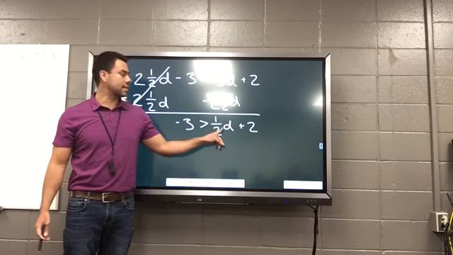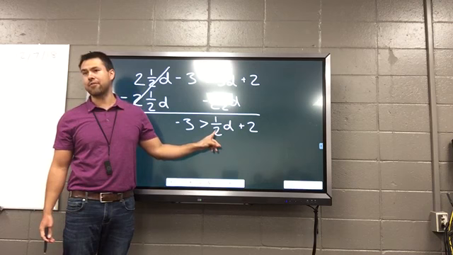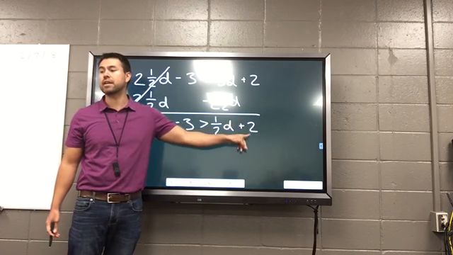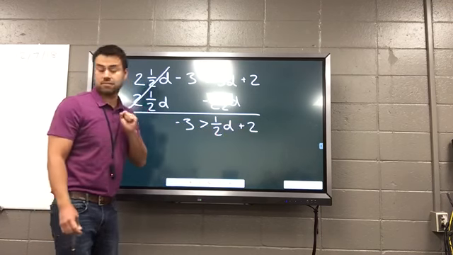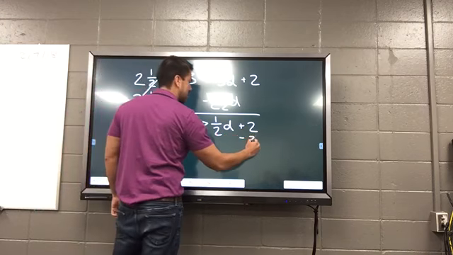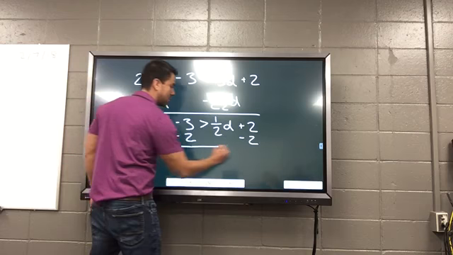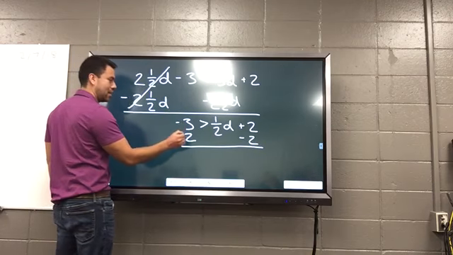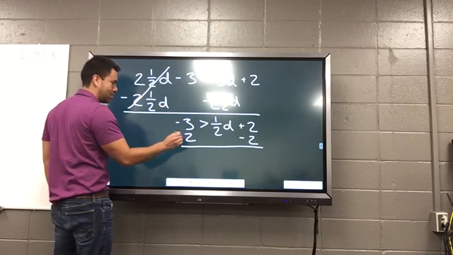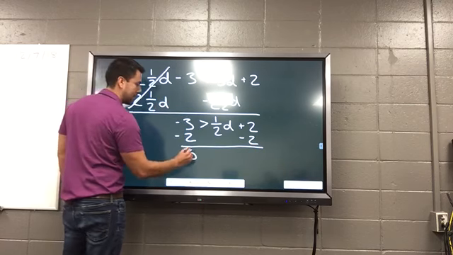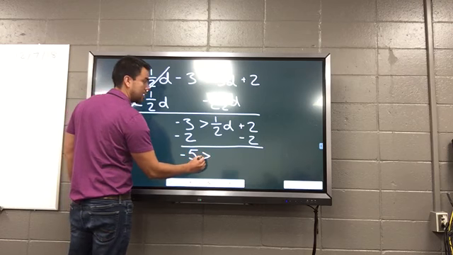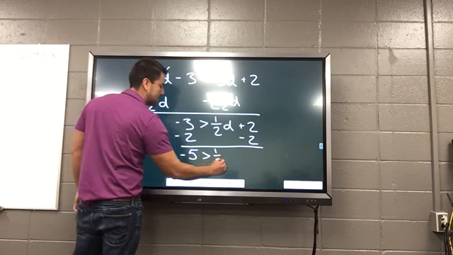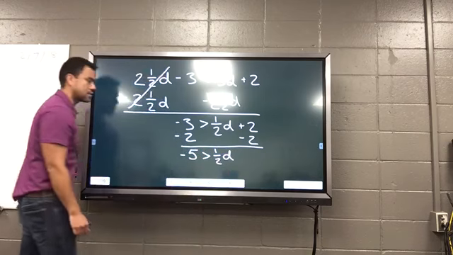All right. Then I'm looking at the d and I'm saying, all right, it's being multiplied by half and then added with 2. So how do I undo that? Divide both sides by 2. Oh, minus 2. Correct. Both sides by 2. Now, here it is not 3 minus 2. It's not negative 3 plus 2. It's negative 3 minus 2, which will give me negative 5 is greater than 1/2 d.